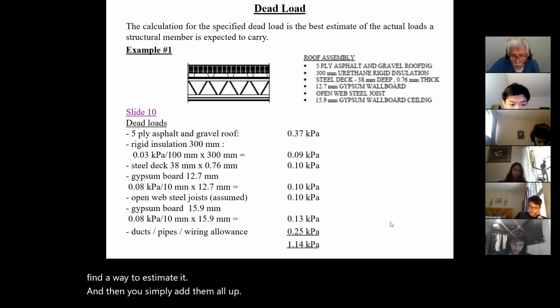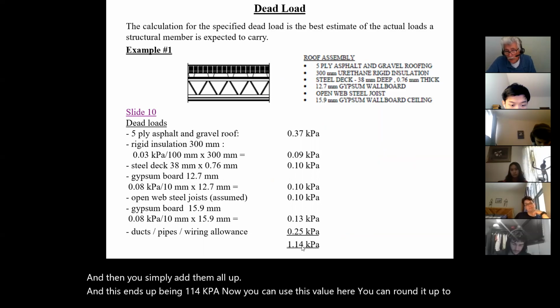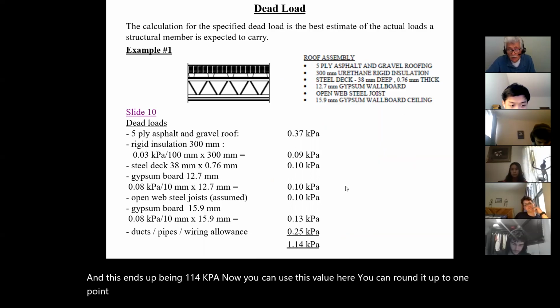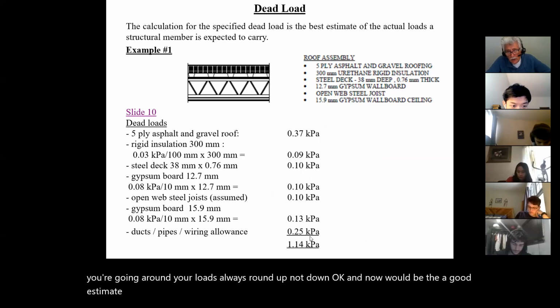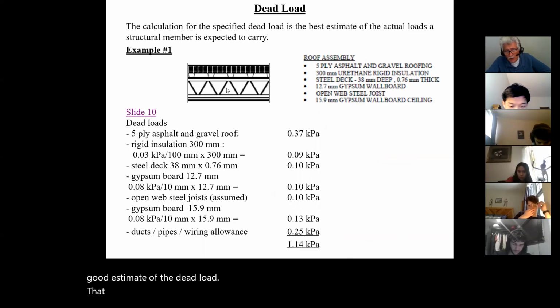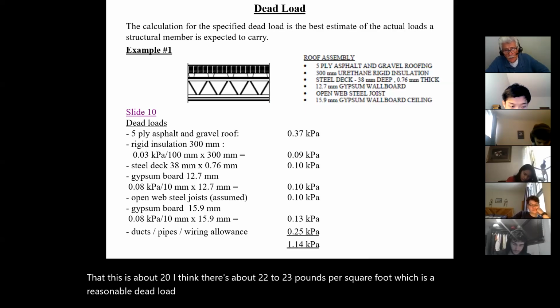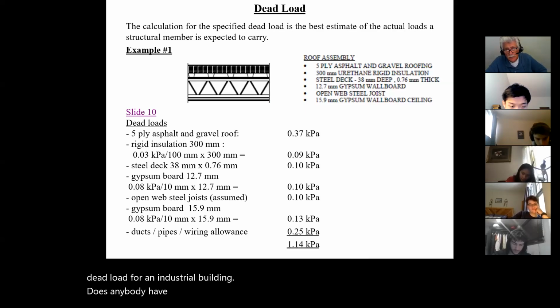And this ends up being 1.14 kPa. Now, you can use this value here, or you can round it up to 1.2. In other words, if you want, you can say use 1.2 kPa. Don't round down. If you're going to round your loads, always round up, not down. Okay. And that would be a good estimate of the dead load. This is about 22 to 23 pounds per square foot, which is a reasonable dead load for an industrial building. Does anybody have any questions?